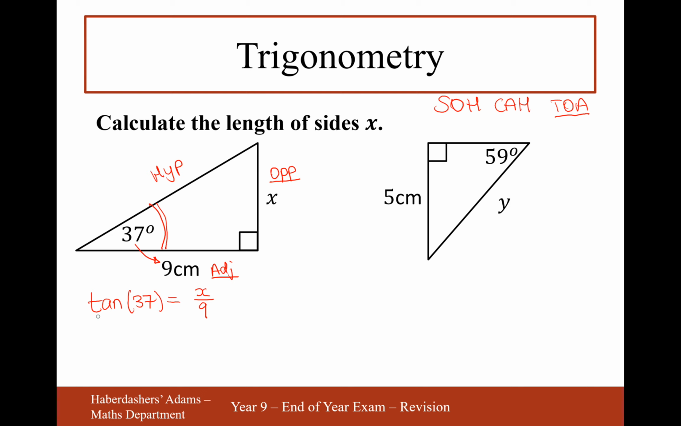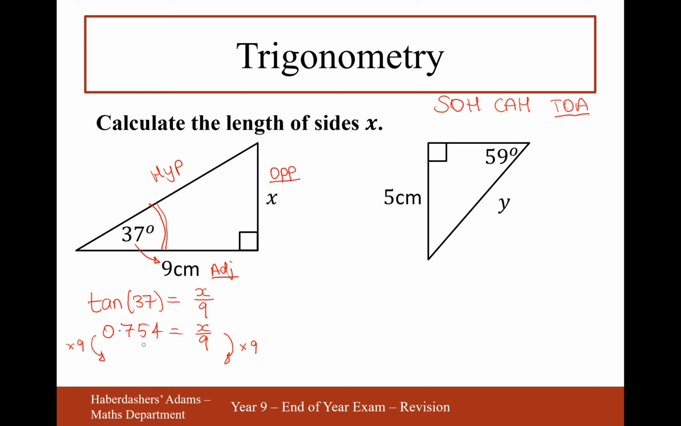The next thing we do is on our calculator type in tan 37. So tan 37 equals 0.754 equals x divided by 9. And now we just need to rearrange it to make x equals. So at the moment x is being divided by 9. So if I times both sides by 9, that will get rid of the divide by 9.